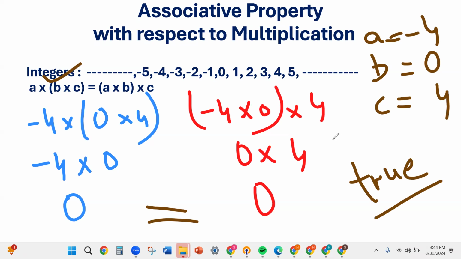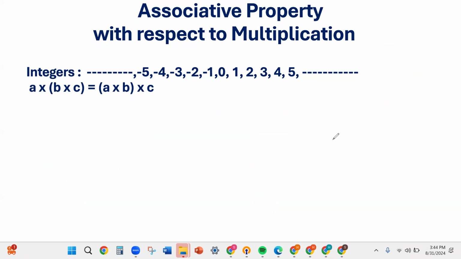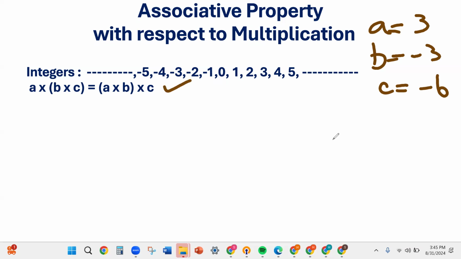Let's take another example. We are checking associative property with respect to multiplication in the set of integers. Now A is equal to 3, B is equal to -3, and C is equal to -6. This is called associative property with respect to multiplication. Let's substitute these values.